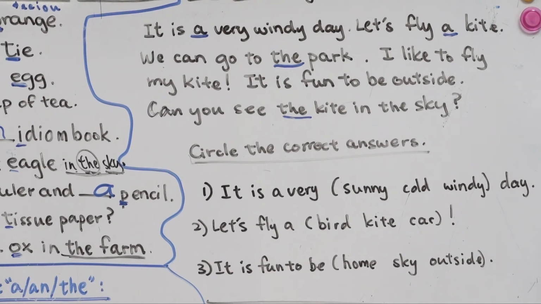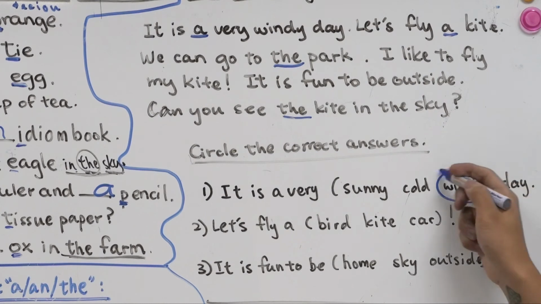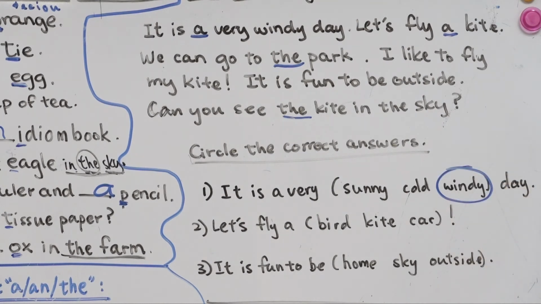Very good, everyone. It is a very windy day. So can you circle the word windy? Good job. Now, try to do questions number 2 and 3 by yourselves. These are very simple and easy questions. All you have to do is circle the correct answers. You can find the answers from the passage.